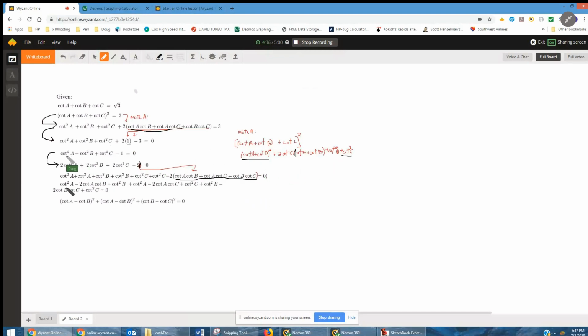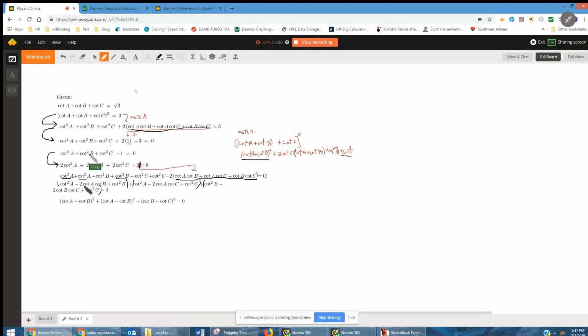And now when we group the terms, I wrote 2 cotangent squared A as cotangent squared A plus cotangent squared A, and the same for these terms, so that I could use each of these in separate expressions. So cotangent squared A minus 2 cotangent A cotangent B plus cotangent squared B, that gives me one group. And by grouping these terms, we end up with something like this.